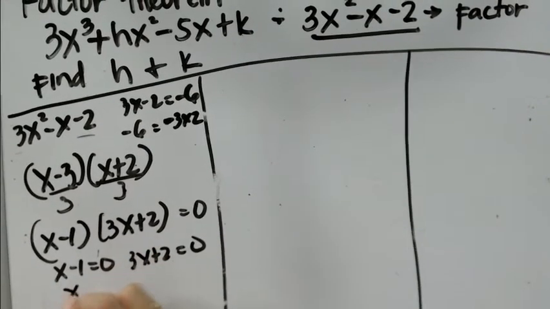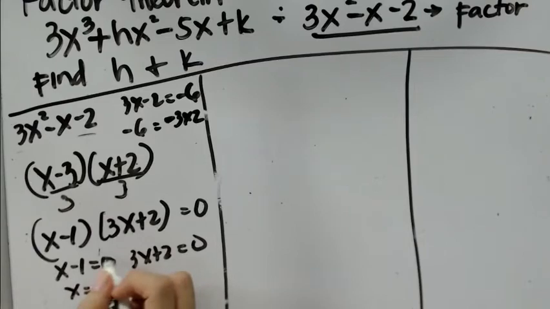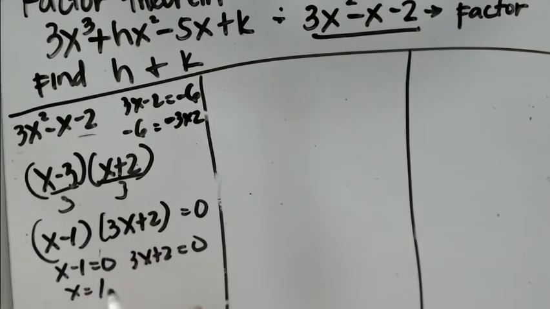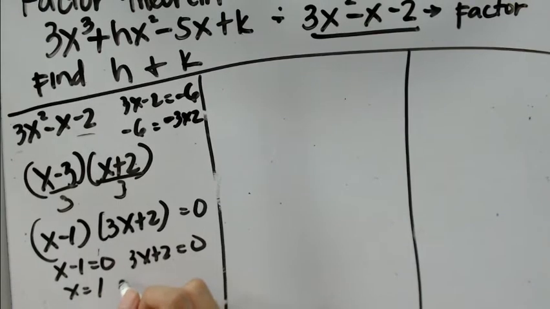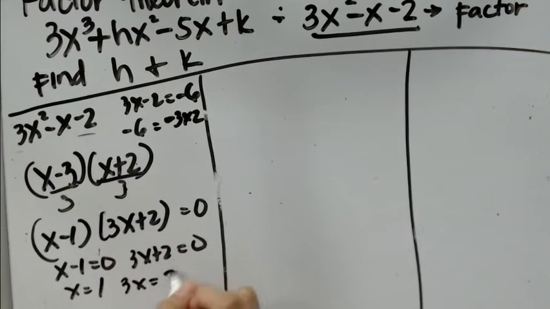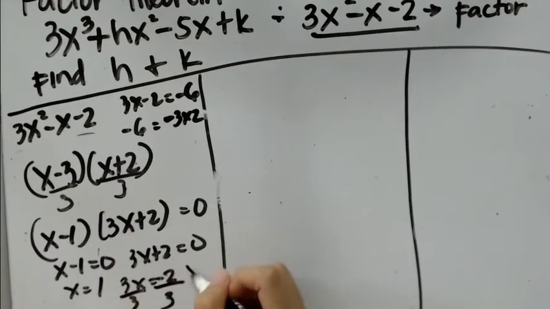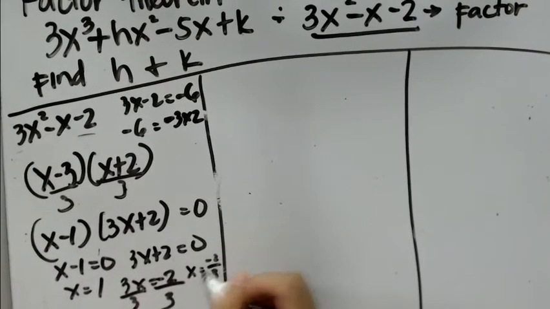The value of x here will be 1 because we are going to transpose negative 1 to the other side. So we have 1 here. And then we have here 3x is equals to negative 2. Divide both sides by 3. X here is negative 2 over 3.